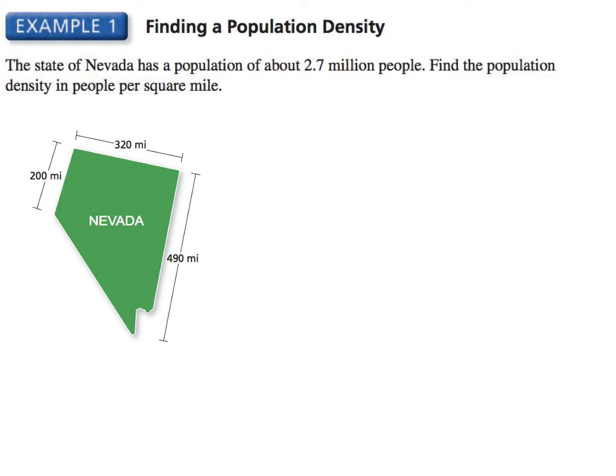Okay, here's our first problem, finding the population density. The state of Nevada has a population of about 2.7 million people. We need to find the population density in people per square mile.